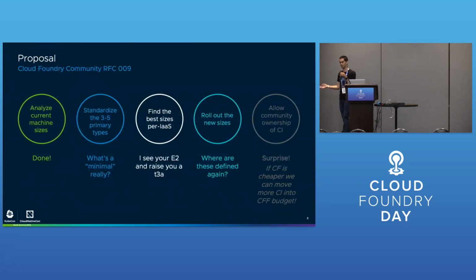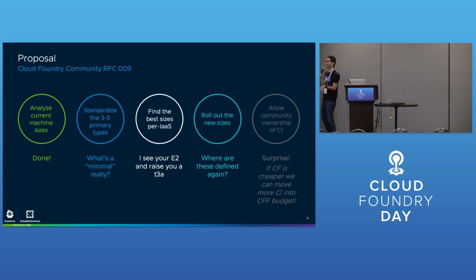So we came up with this proposal. Basically, let's analyze the VM sizes that are out there. Let's standardize. Take those 3 to 5 VM types and really standardize them. Define what a minimal is, define what a small is. Now we got to match it to the different infrastructures. Look over the 3 supported IaaSes in CF deployment and Bubble and try to figure out what's the latest and greatest, what's the right sizing for those VMs. We'll just roll out the new sizes.